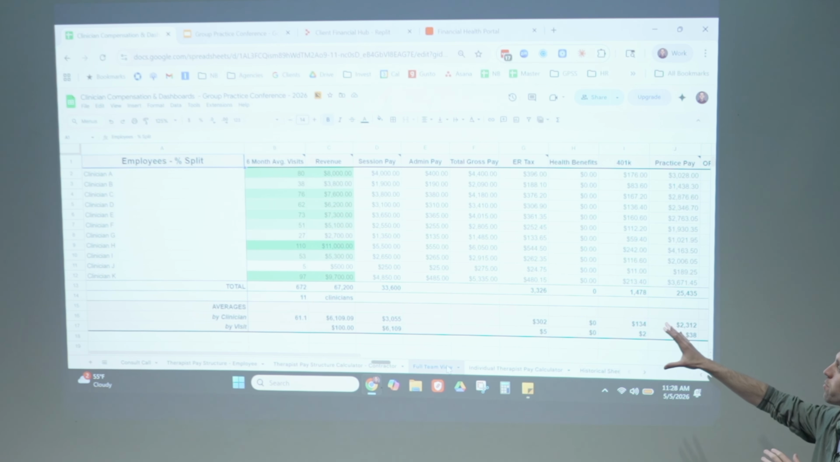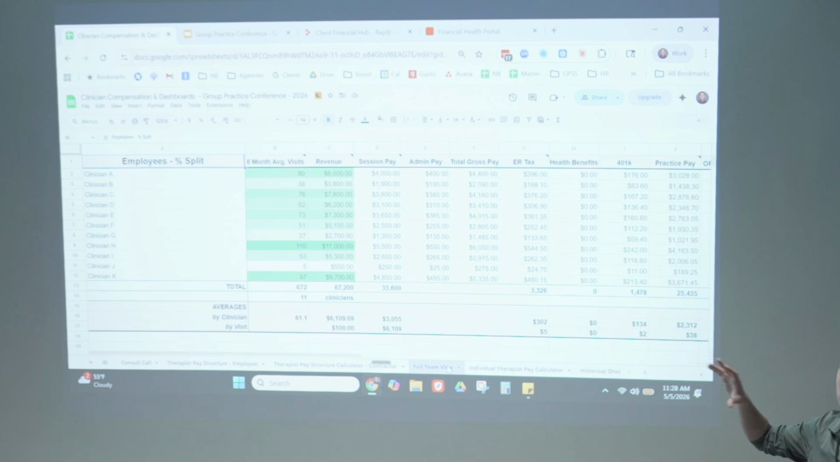But this is the full team view. So if you have 2 clinicians or 57, this works. We have a practice with 75 clinicians and they use this. It does get a little bit cumbersome, so we've put in some summary tabs to summarize some things. But you put your whole team in here, and it's telling you those same things.